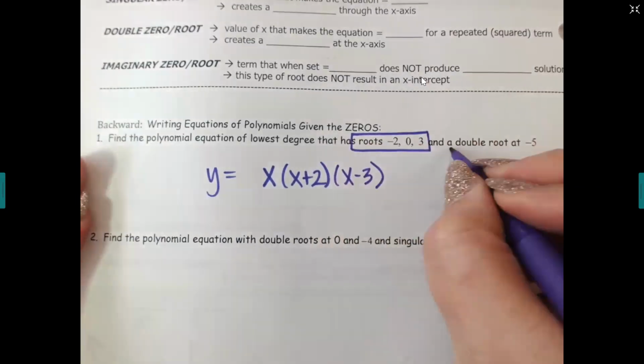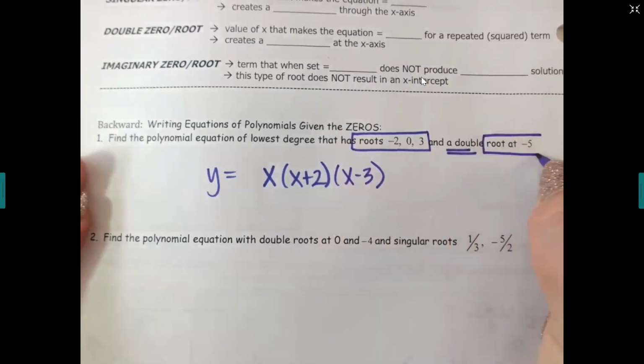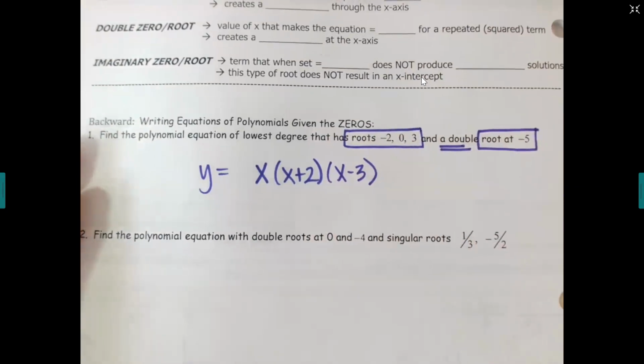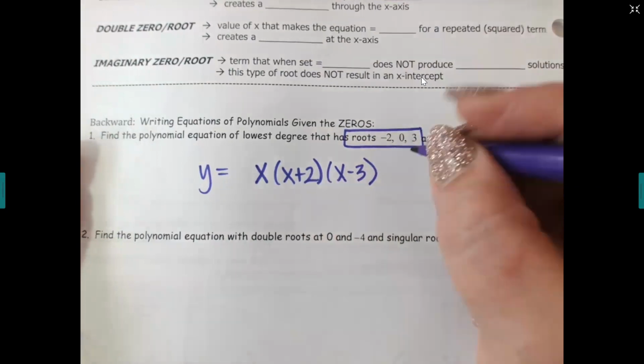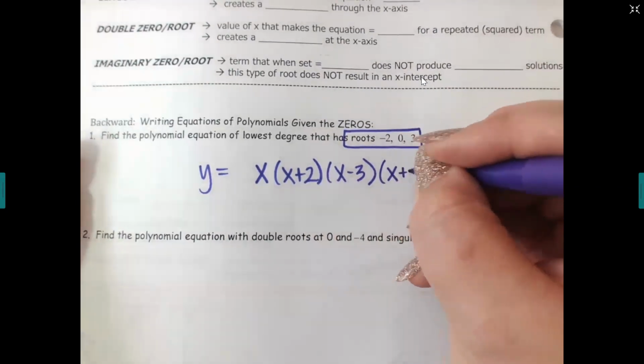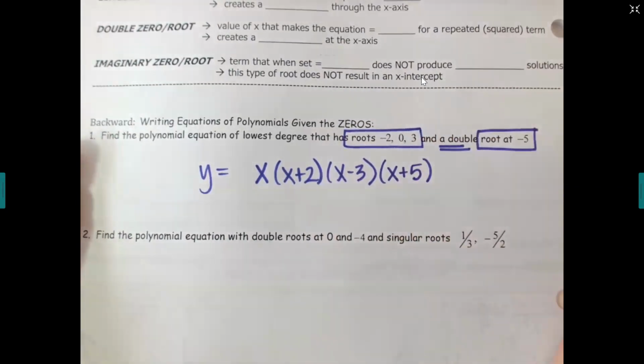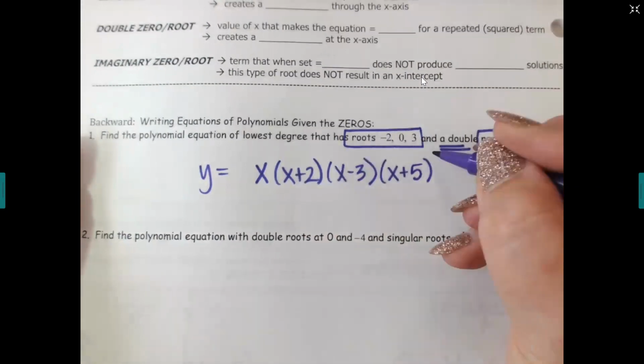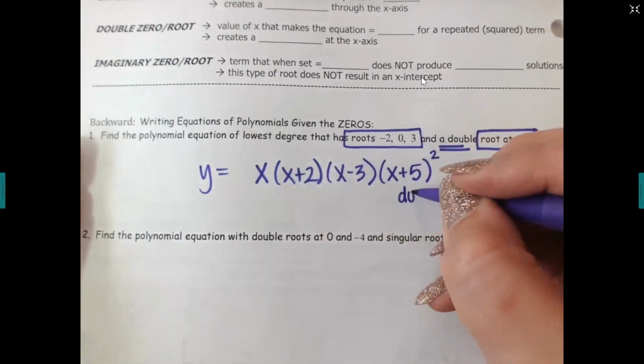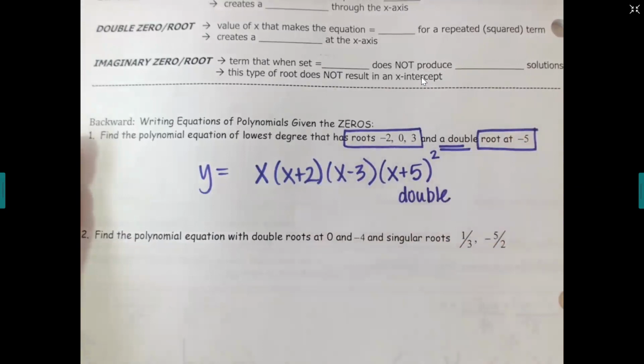And then I want a double root at -5. So what would the parentheses have had to say? X plus 5, but how many times would it be listed? Double, which means I can either write it again or I can just put a little square, okay, to show that that one is a double. Does that make sense?